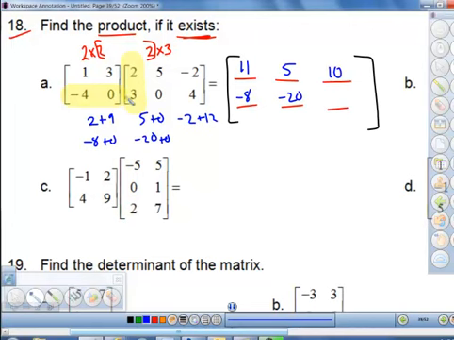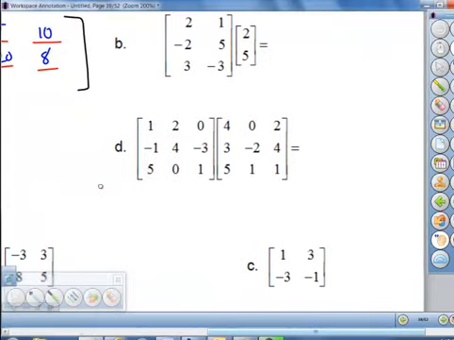And then this times that. Negative 4 times that, that's going to be 8. 0 times that, that's going to be plus 0. So that's going to be an 8. All right, that's my answer. You guys figure out the rest on your own time.